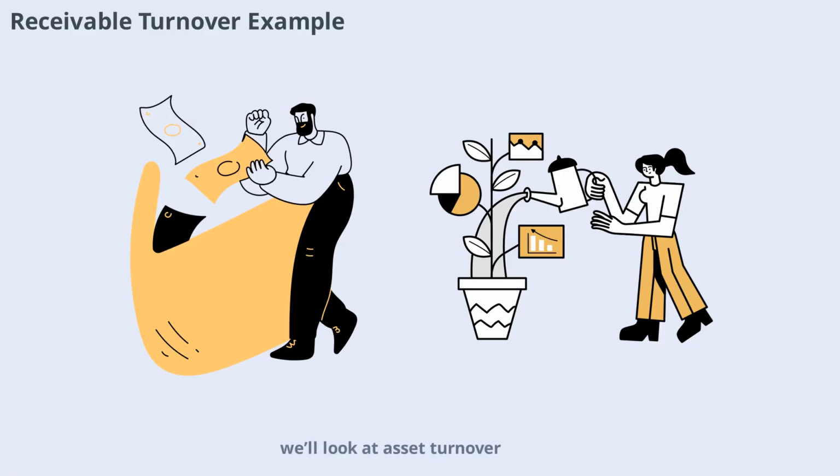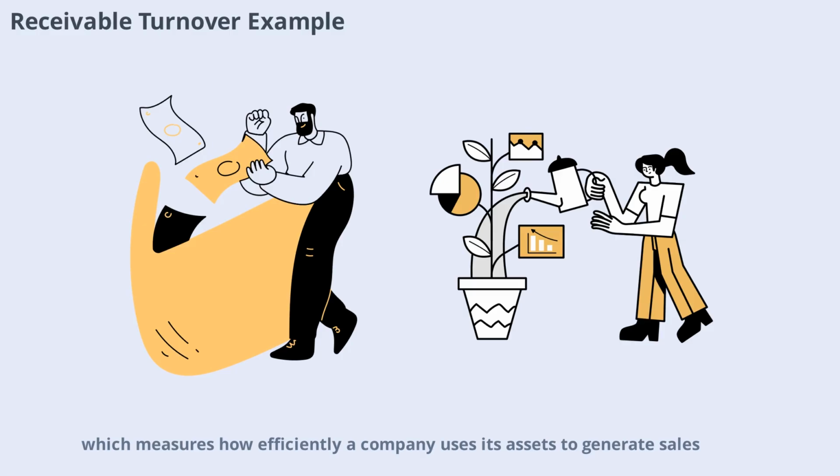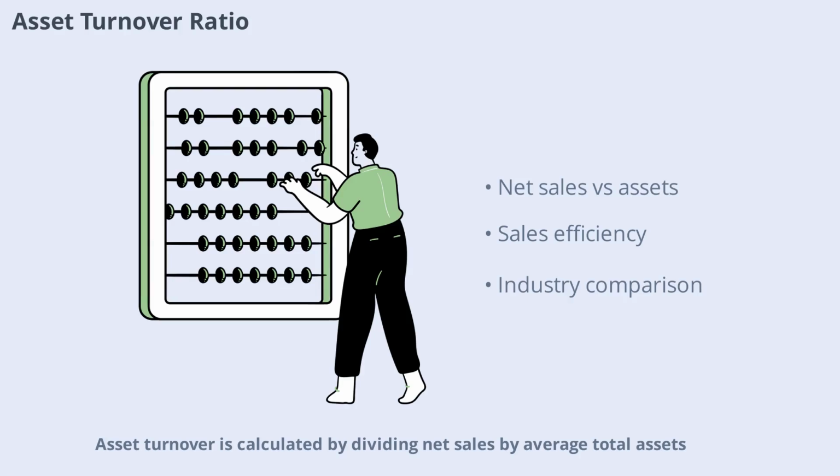Next, we'll look at asset turnover, which measures how efficiently a company uses its assets to generate sales. Asset turnover is calculated by dividing net sales by average total assets. This ratio tells us how efficiently a company uses its assets to generate revenue. A higher asset turnover means the company is generating more sales per dollar of assets. This ratio is especially useful for comparing companies in industries with different asset requirements.